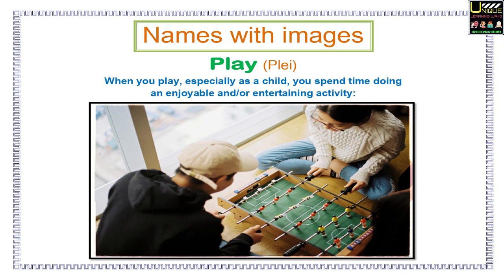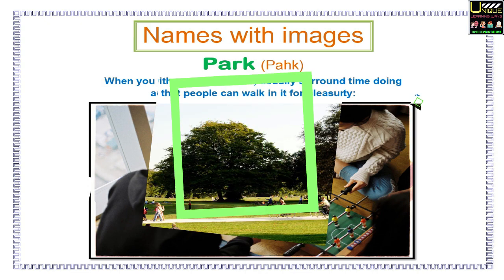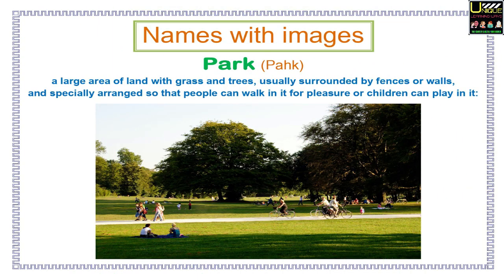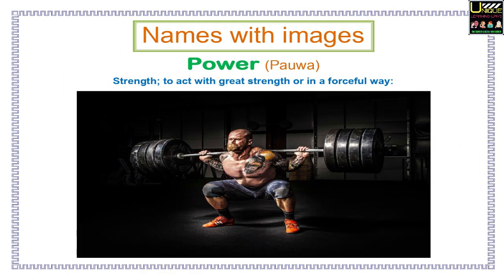Names with images. Here I have a word with its pronunciation, explanation, and an image for you. Play: when you play, especially as a child, you spend time doing an enjoyable and entertaining activity. Park: a large area of land with grass and trees, usually surrounded by fences or walls, and specially arranged so that people can walk in it for pleasure or children can play in it. Power: strength. To act with great strength or in a forceful way.